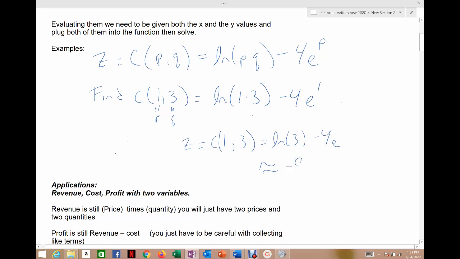And then you type natural log of 3 into the calculator and subtract 4e. And it comes out, if I round a couple decimal places, negative 977. And that's what's unique, right? If I plug 1, 3 into this function, it comes out that unique value.